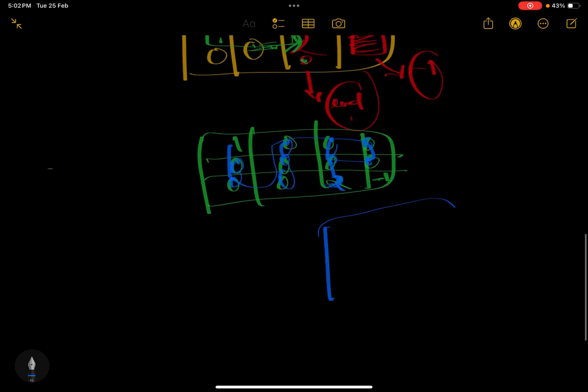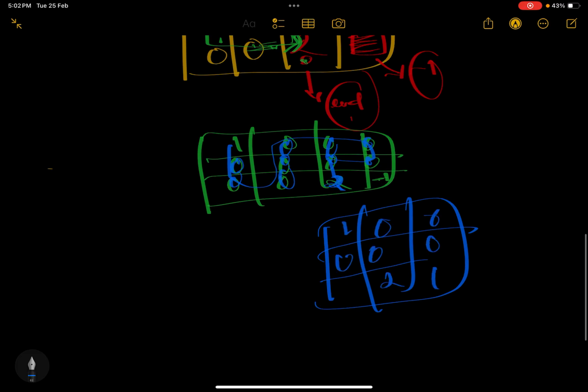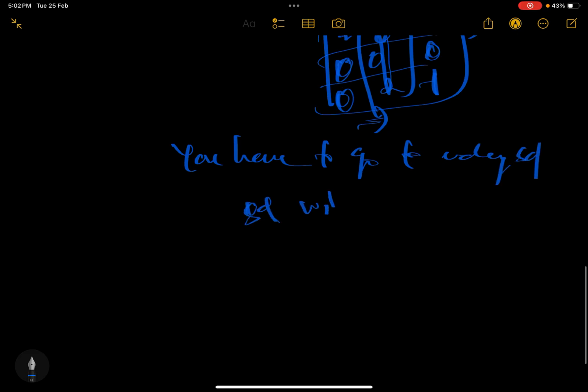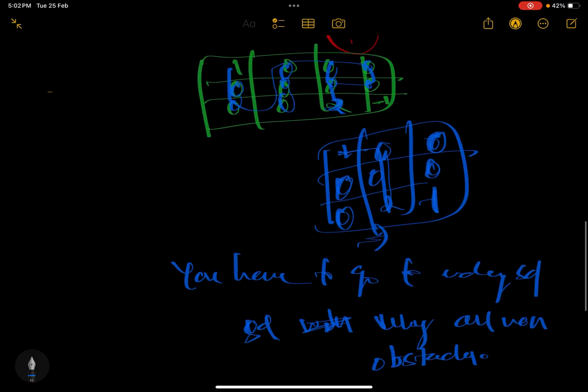This cannot be a path. See, if this is the grid, 1 0 0 0 0 2 0 brick minus 1, you can go from this to this, but you did not move through all the non-obstacle cells, so it won't be a valid path. What is the question saying? You have to go to the ending square using all the non-obstacle cells. Any non-obstacle cell, you have to move through it.